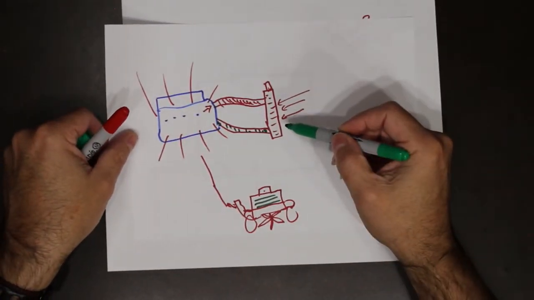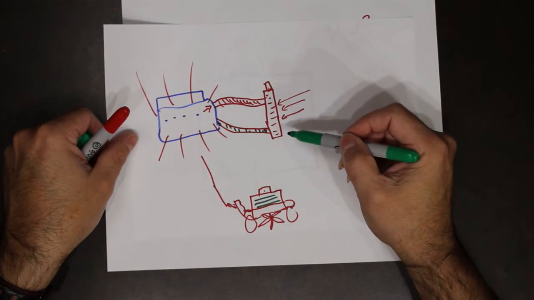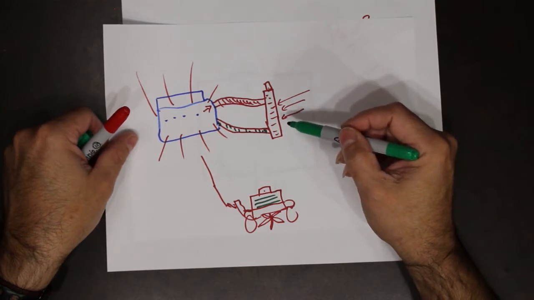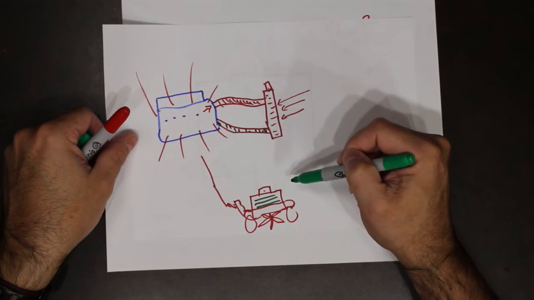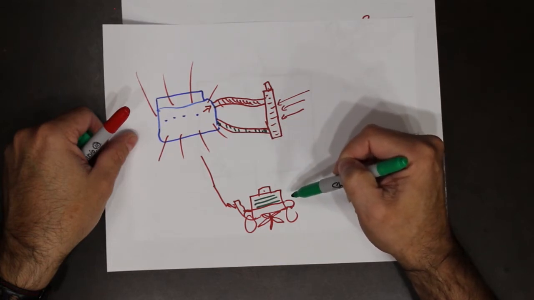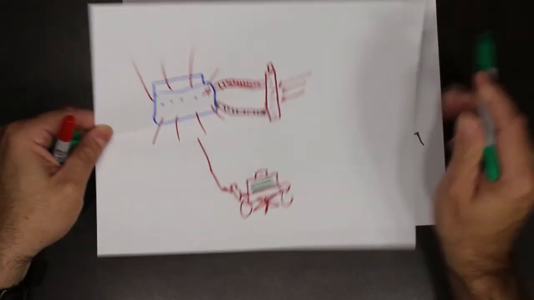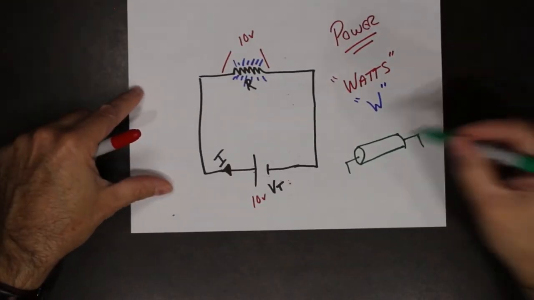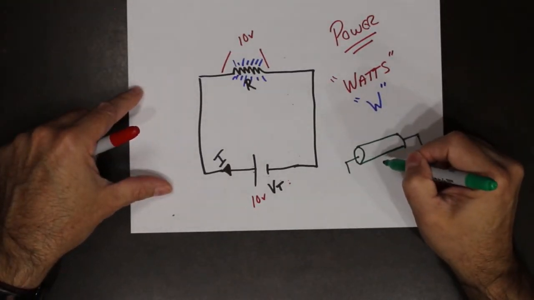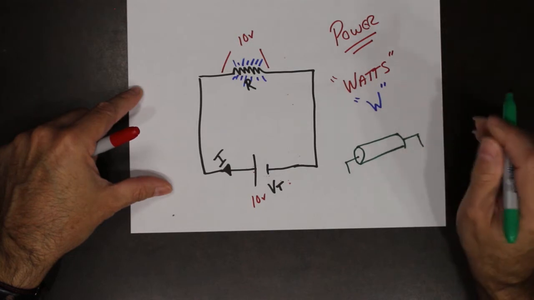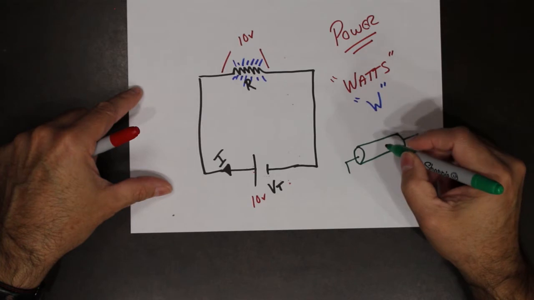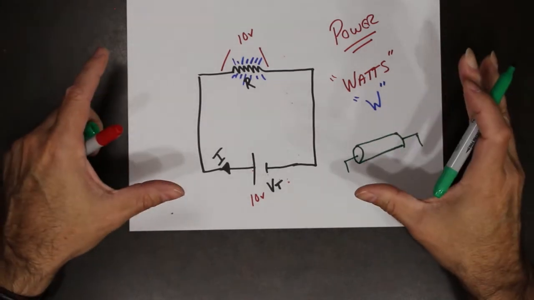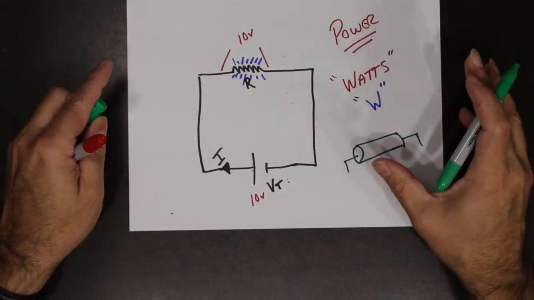In your car, the bigger the radiator, the better the cooling. The bigger these fins, the better the cooling. The bigger the resistor, the better the cooling. More surface area to get rid of the excess heat.